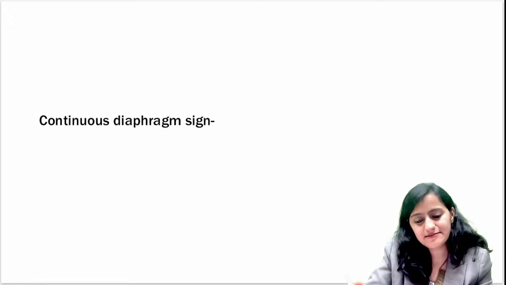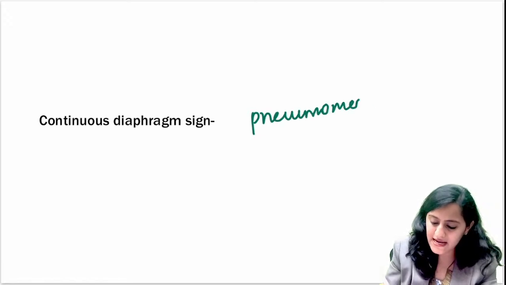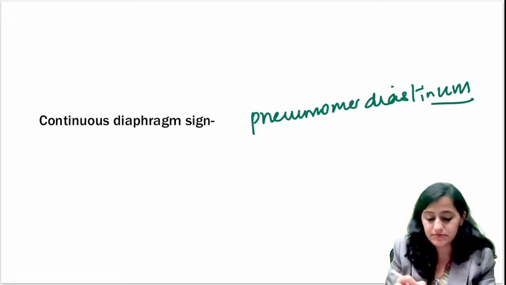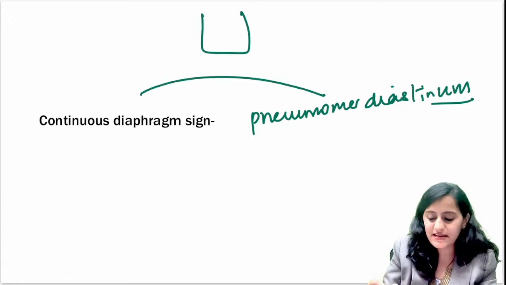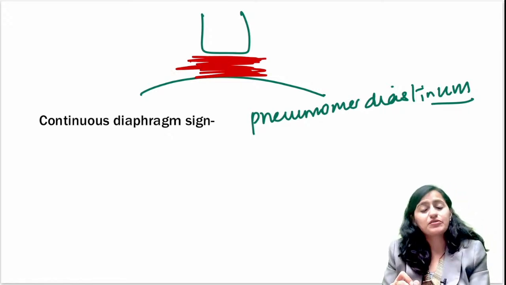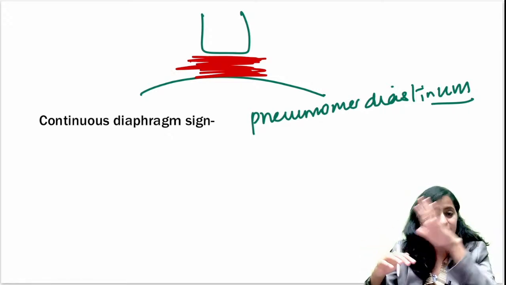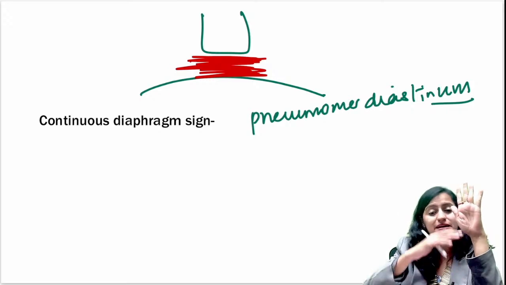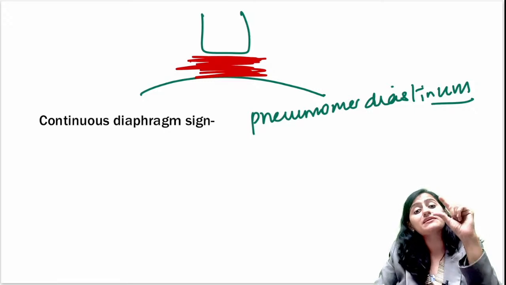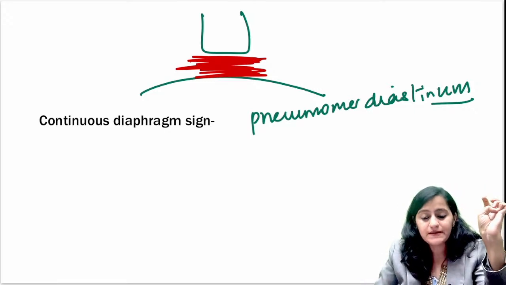Continuous diaphragm sign? Very good. It is seen in pneumomediastinum, not pneumothorax. If this is the heart and this is the diaphragm, in between the two there is air. The heart and the diaphragm are separated by the air, so you can see the diaphragm in continuity. So remember, it is pneumomediastinum, not pneumothorax. Very, very important.